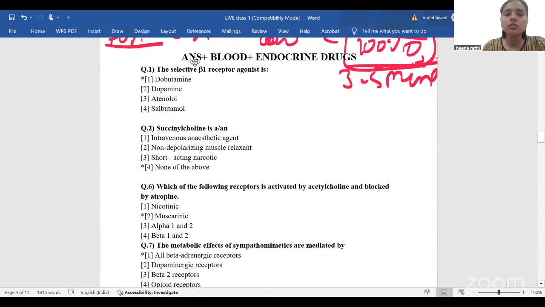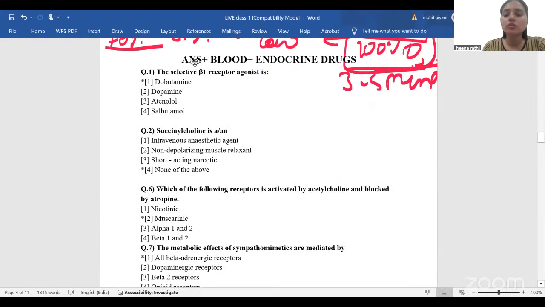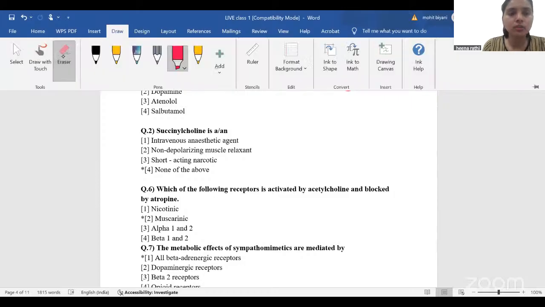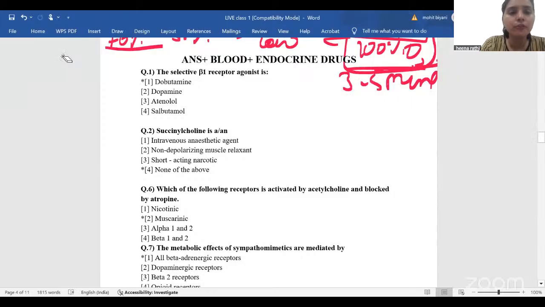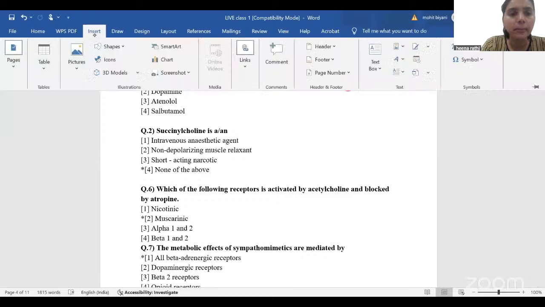This was all about the important MCQs related to general pharmacology. Now the questions for the ANS, blood and endocrine drugs. We are going to see some of the concepts of the ANS in this.